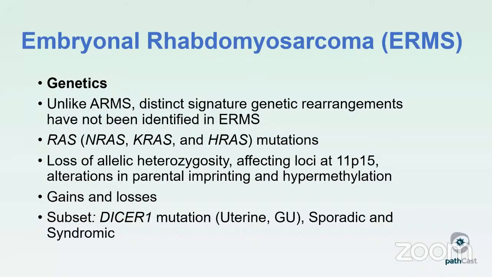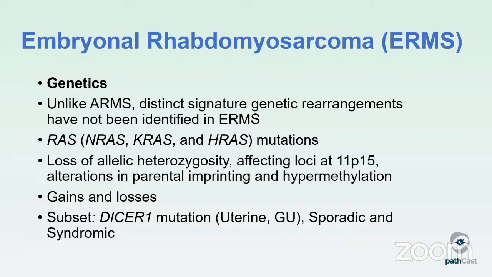Now, genetics of embryonal rhabdomyosarcoma. Unlike alveolar, there hasn't been a distinct signature, a genetic rearrangement, for embryonal. There are mutations, RASopathy, RAS, NRAS, KRAS, HRAS mutations, loss of allelic heterozygosity affecting loci on 11p, alterations in parental imprinting and hypermethylation, gains and losses.